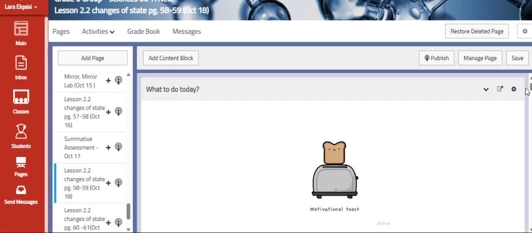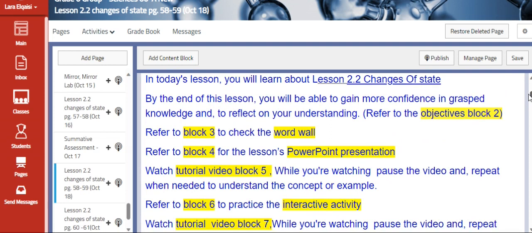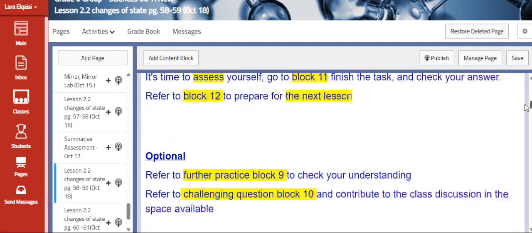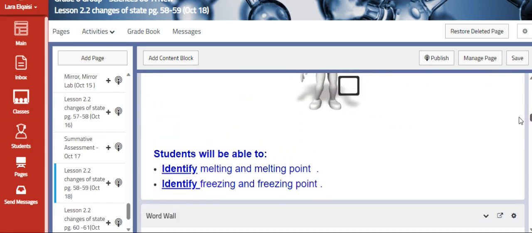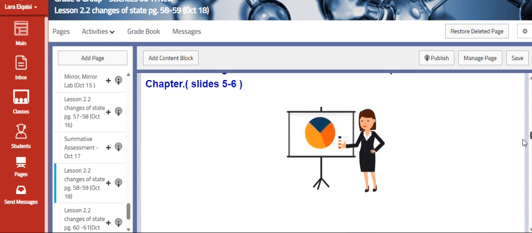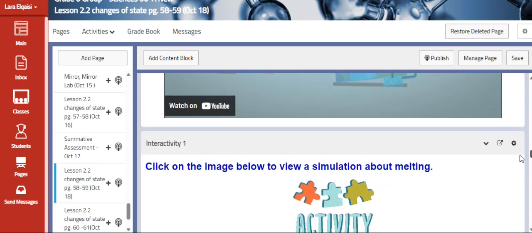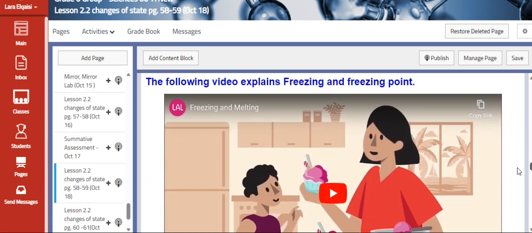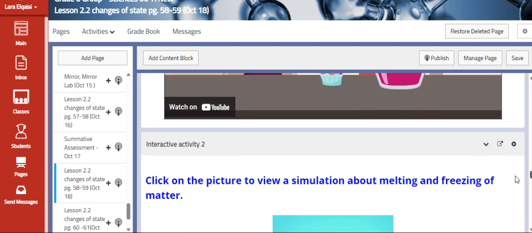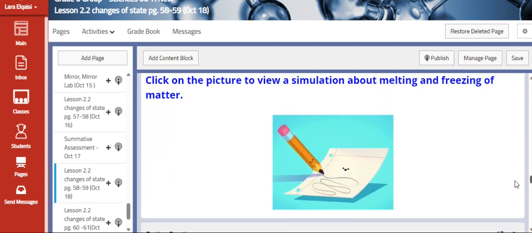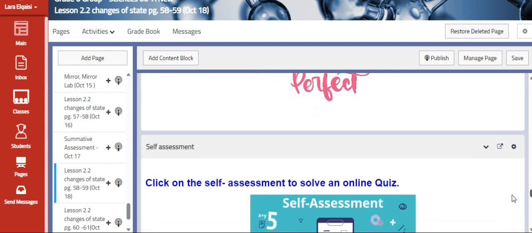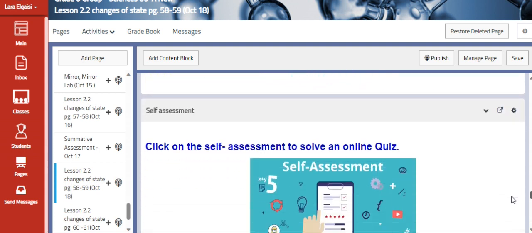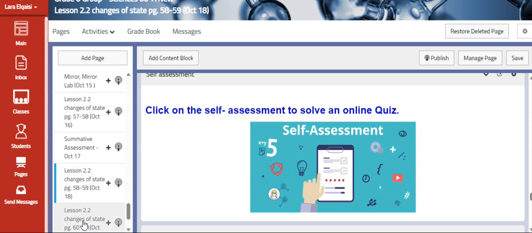As for Wednesday, we are going to continue the second lesson of the second unit, which is change of state, and we're going to start identifying melting and melting point, freezing and freezing point. We're going to talk about melting and freezing. We're going to see a video about melting, and then we're going to view a simulation about melting, and then we're going to see a video explaining freezing, and then we're going to see a simulation about melting and freezing of matter. And then, as usual, we are going to assess ourselves by an online quiz.